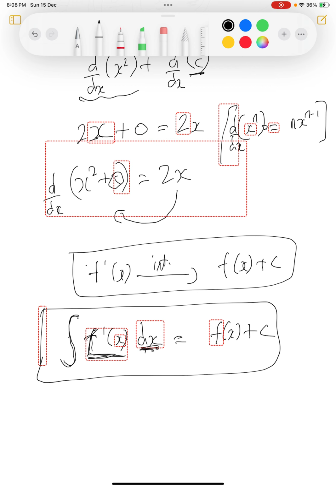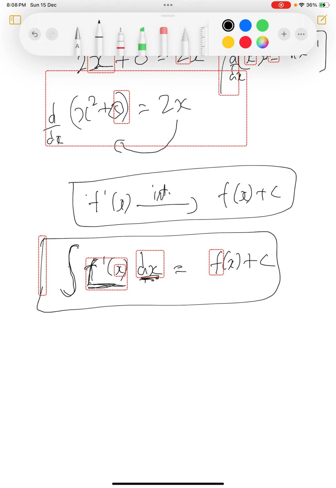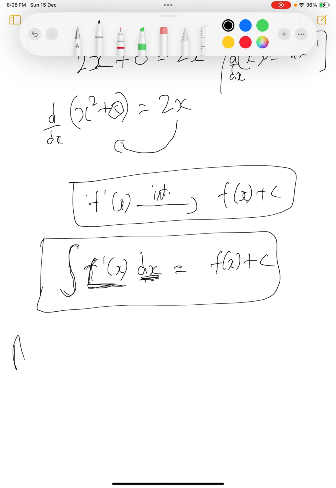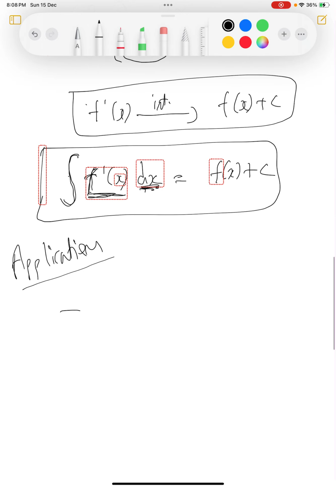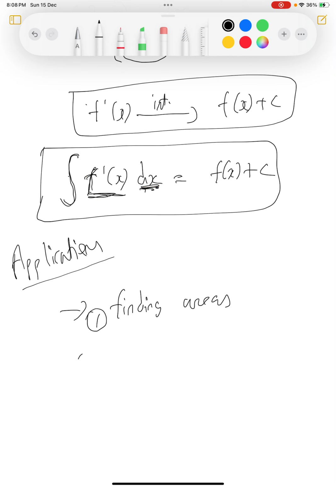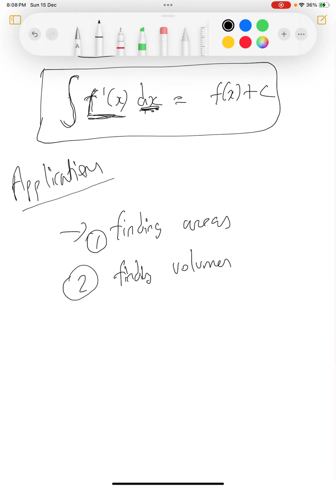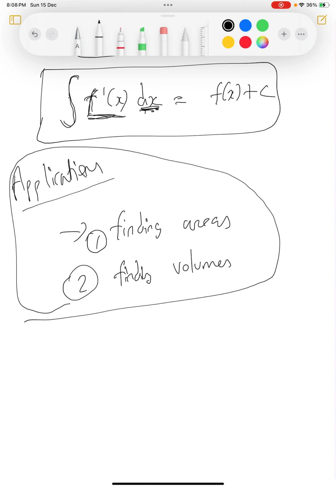So now we have understood the definition of integration. It has many applications. Let's discuss its applications. Its applications are in finding areas. I will show you how to do this. Second, finding volumes. That is, solving real world problems. So we will see how we do this part.